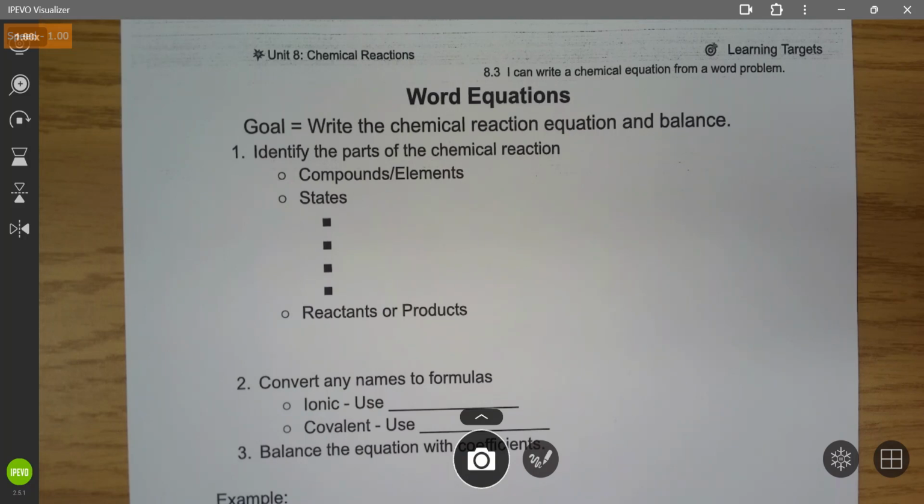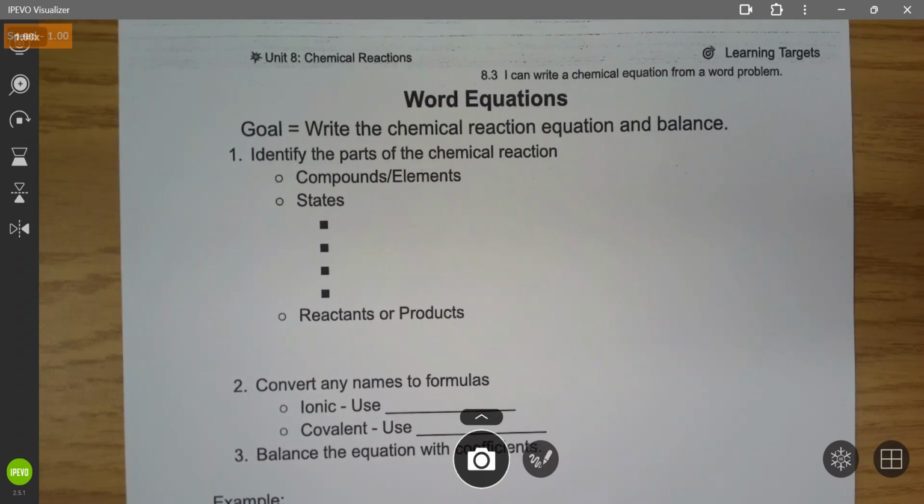Okay, so today we're going to be going through our word equations, which is just similar to our chemical reactions, but with the now addition of the fact that it's not written as an equation, it's written as a sentence. And we will need to convert that sentence from that format into our chemical equation format. So, our goal, big bold letters here: write the chemical reaction equation and balance it.